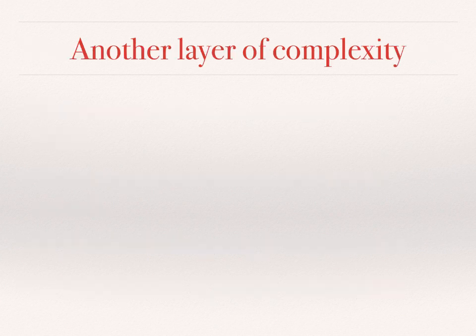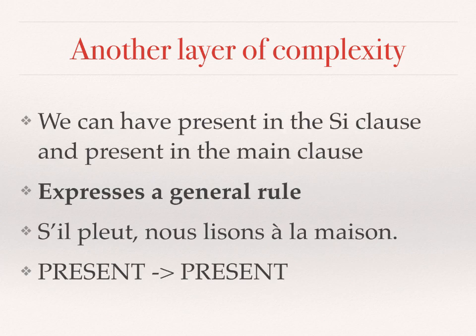Now, it's not that simple. So with the present, we've got another option. We can have the present in the si clause and the present in the main clause. And if we do this, we are going to express a general rule. S'il pleut, nous lisons à la maison. So in general, if it rains, what we do is that we stay home and read. That's what we do in general. So here we've got, as you can see, present, followed by the present.